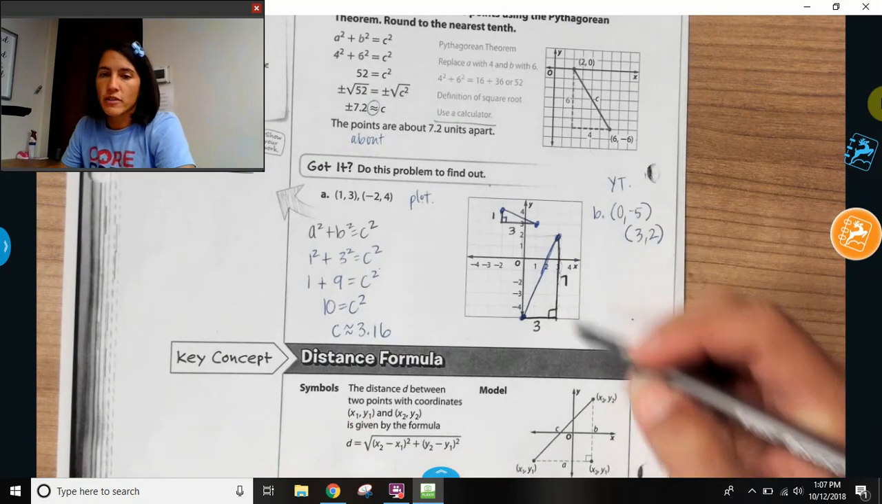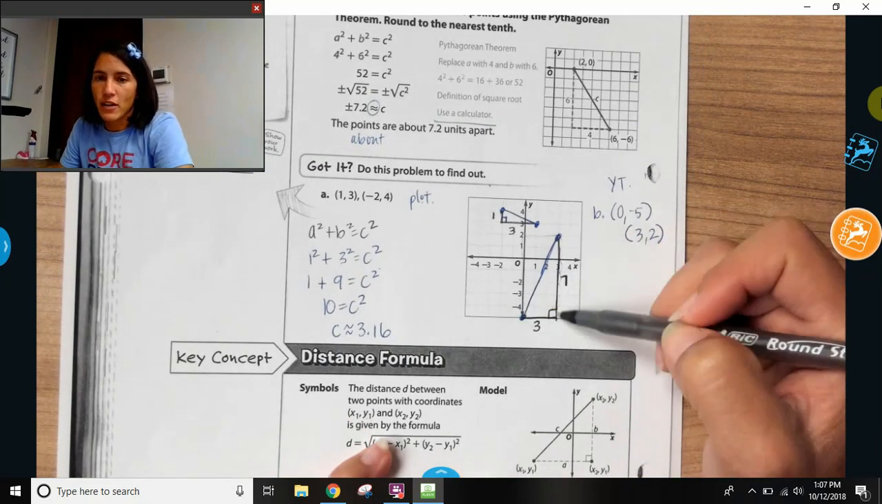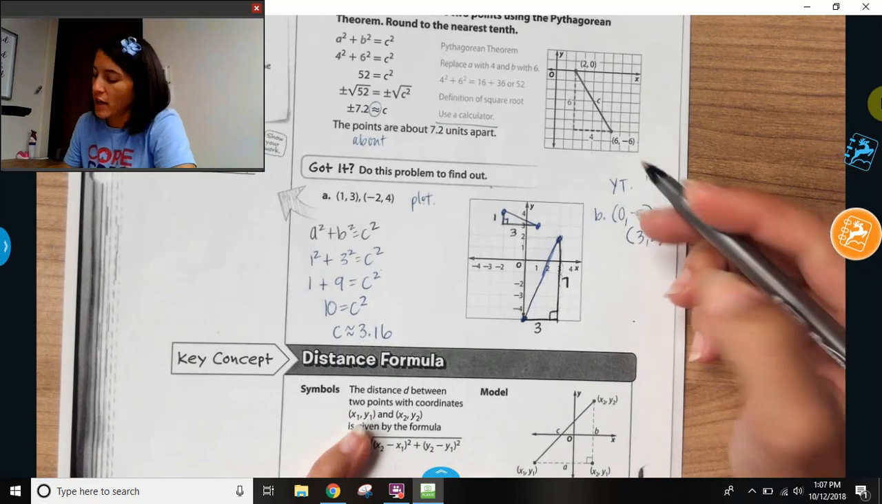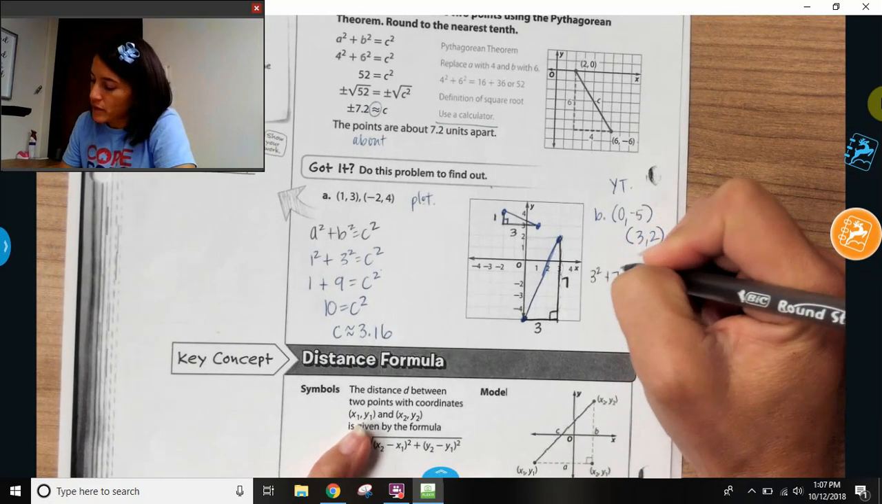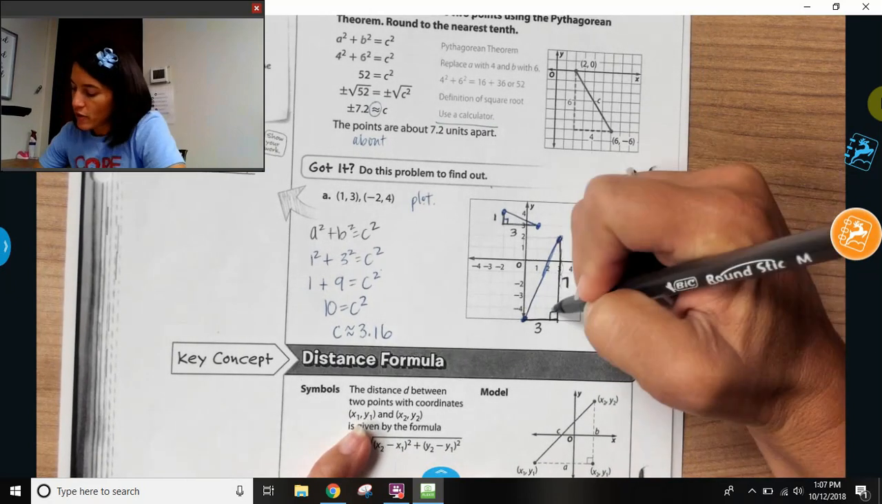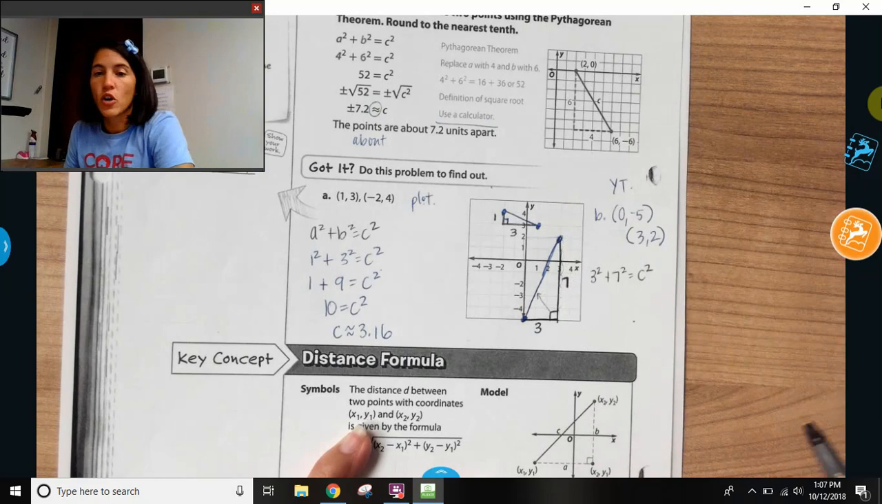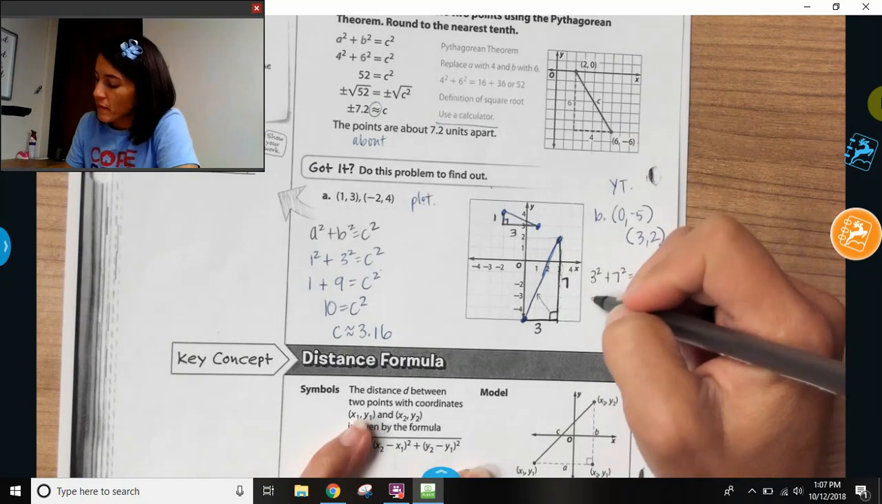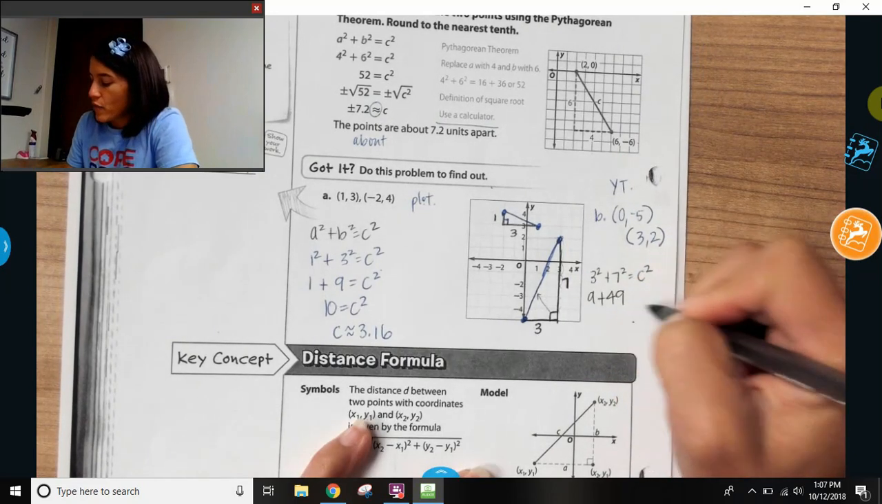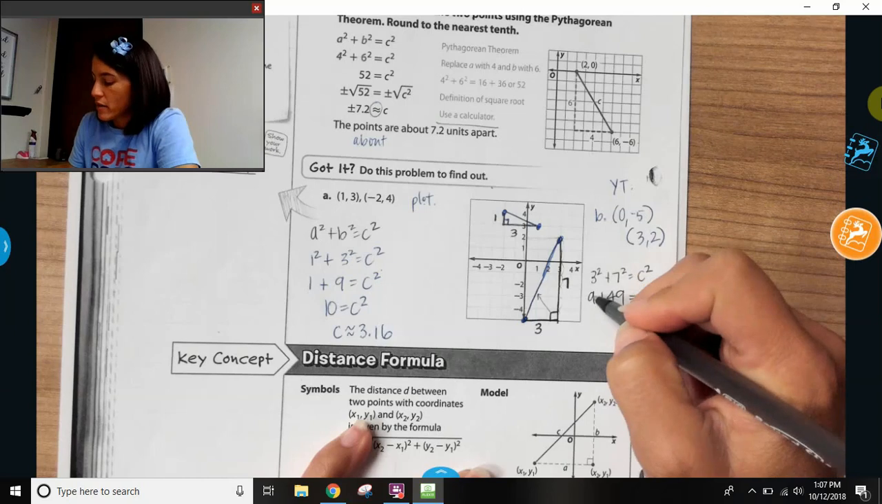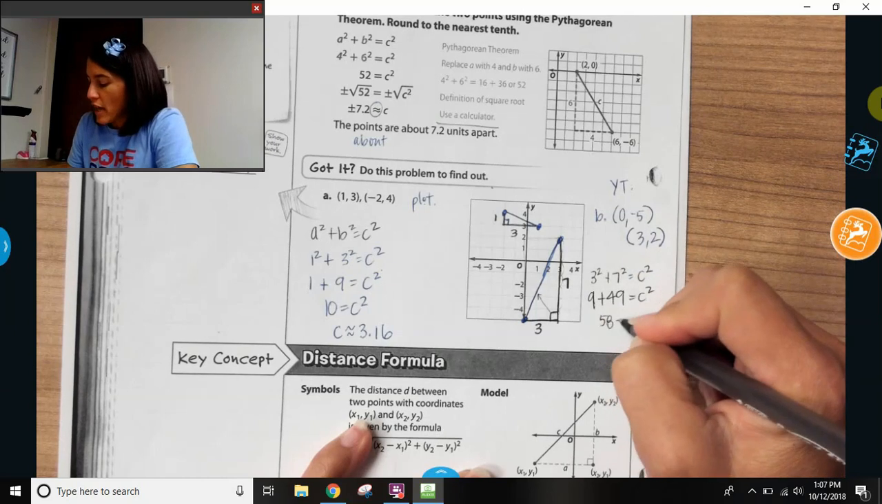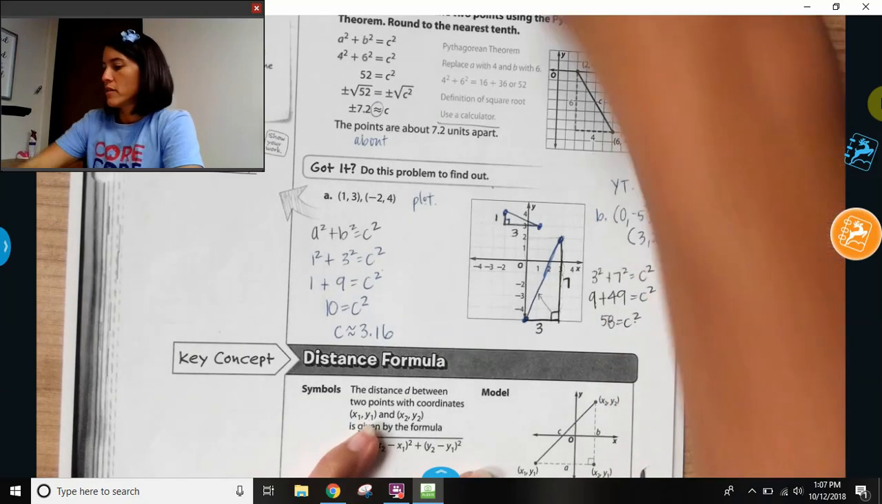So those are your 2 legs. Remember, your legs make the right angle. Your 2 legs are adjacent to the right angle. So 3 squared plus 7 squared equals c squared, and your hypotenuse is always across from the right angle. 9 plus 49 equals c squared. So this is 58 equals c squared.